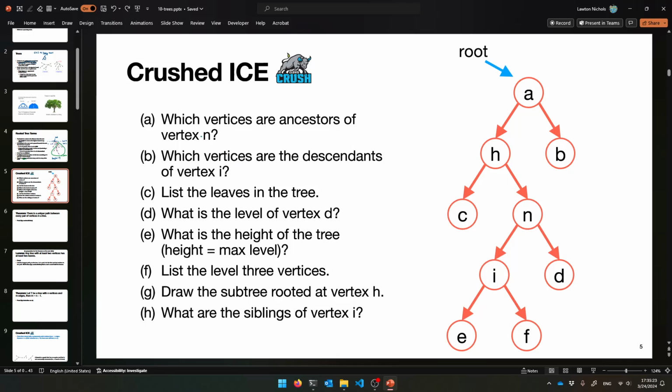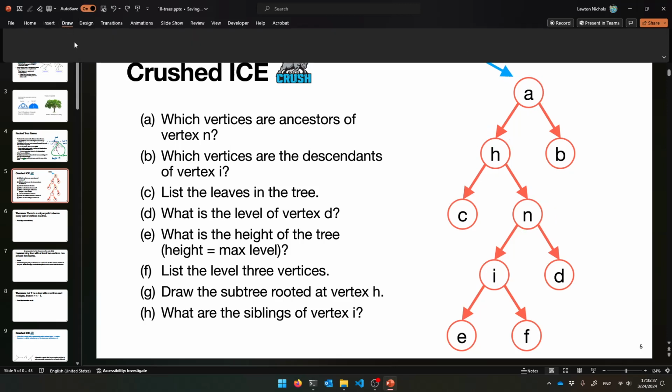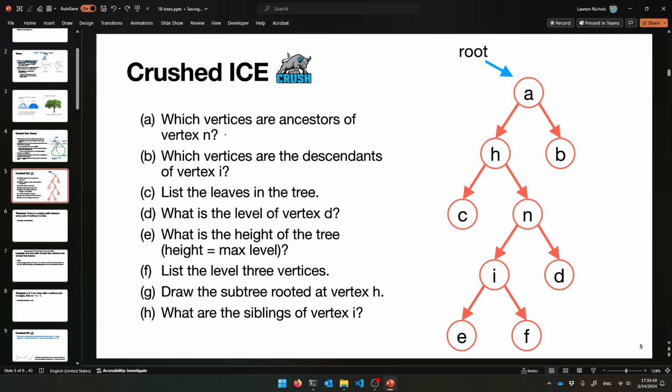So, all right, which vertices are ancestors of the node N? Well, you got your parent, that's your ancestor, and then also your grandparent, so H and A. Let me draw that. I'll go back to blue for that. H and A. And then flip side of that, ancestors versus descendants. What are the descendants of vertex I? It looks like just E and F. It's 2 children. You would go further if there were more children of E and children of F.